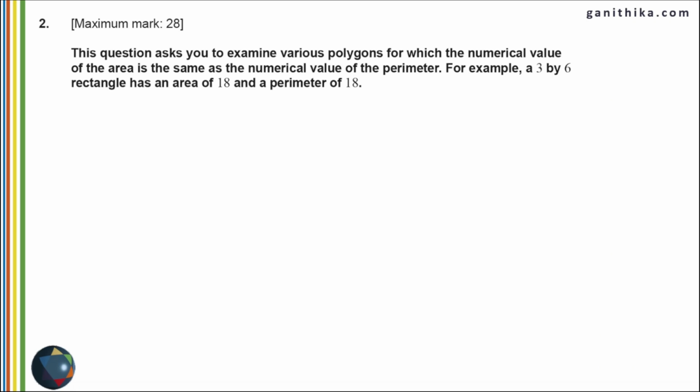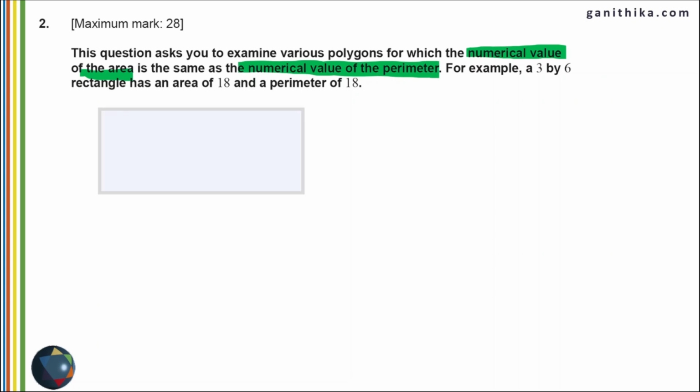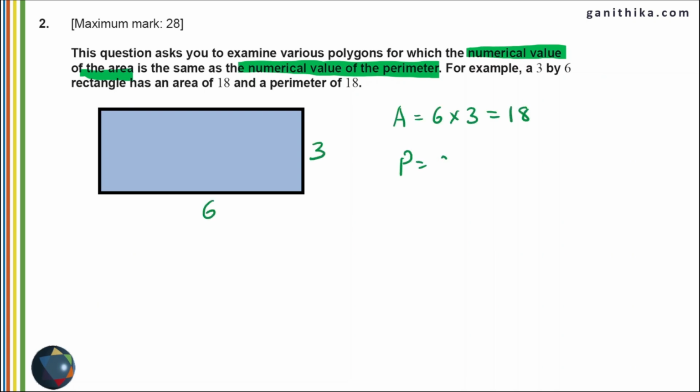This question asks you to examine various polygons for which the numerical value of the area is the same as the numerical value of the perimeter. For example, if you consider a rectangle of dimension 3 by 6, the area of this rectangle would be 18 and the perimeter also would be 18. Therefore, the numerical value of the area is equal to the numerical value of the perimeter in this case. So it happens only for one particular dimension of the rectangle.